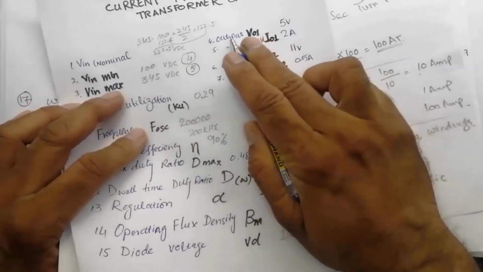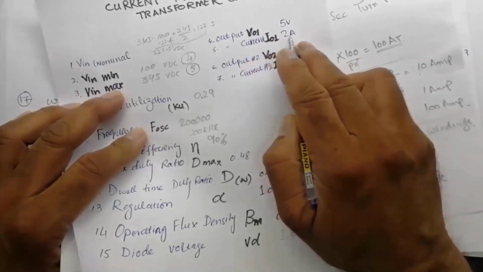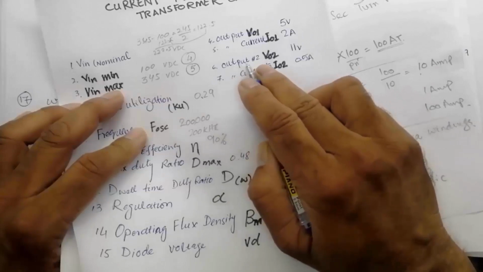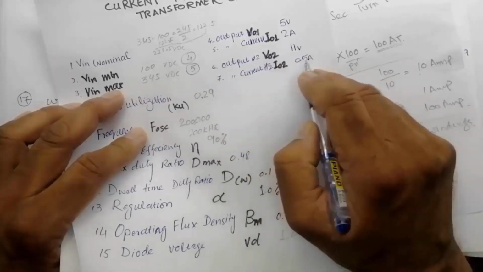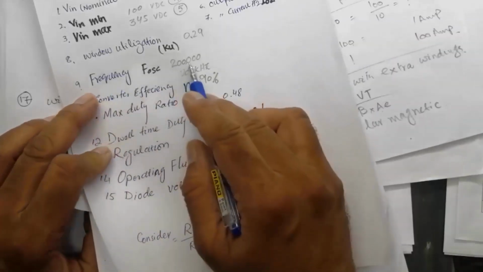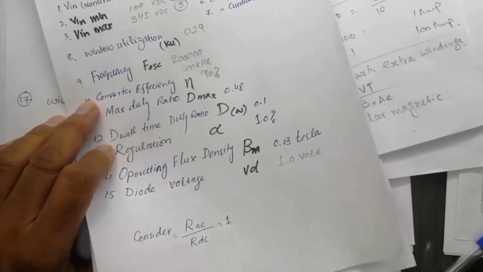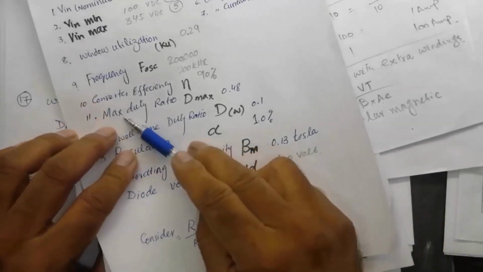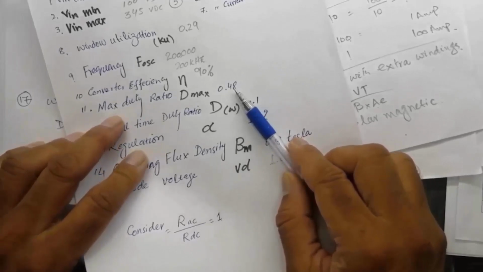And we need output voltage 5 volts, output current 2 amperes, and in the VCC winding we need 11 volts and current 0.5 ampere. Oscillator frequency, we selected 200 kilohertz and converter efficiency is 90%. Maximum duty ratio, duty cycle is 0.48, 48%.